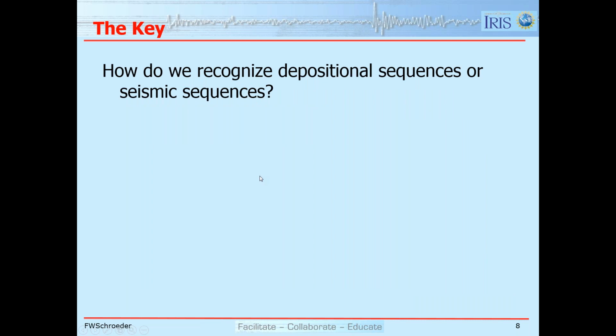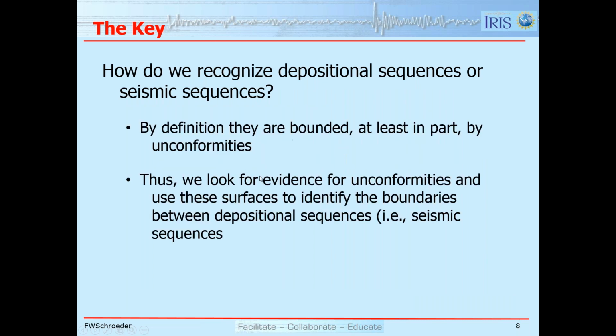So how do we recognize depositional sequences or seismic sequences? Well, by definition, they're bounded at least in part by unconformities. So what we'll do is we'll look for evidence for unconformities so that we can identify these surfaces that separate one older depositional sequence from a younger one.